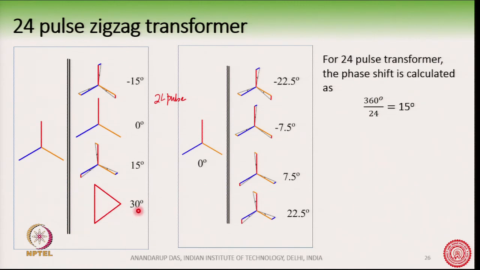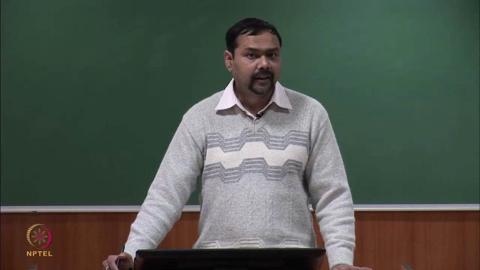So, we need 4 transformers whose output voltages are phase shifted by 15 degrees. One transformer is the star which gives a 0 degree phase shift, one can be a delta which gives us a 30 degree phase shift, but we need 2 more which we will get from 2 zigzag transformers. One gives us a 15 degree phase shift, one gives us minus 15 degree phase shift. In this way, we will be able to arrange for a 24 pulse transformer rectifier arrangement.